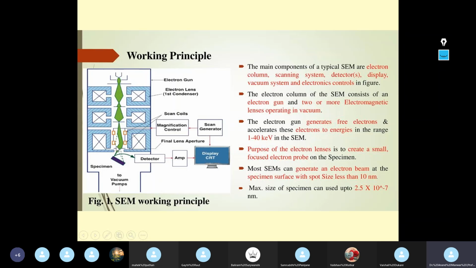Depending upon the scanning coil, you can adjust what area and how much area of the specimen sample is to be scanned. Everything is automated, but you need to give the command that you want a 1 centimeter square area to be scanned or a 1 micrometer area to be scanned. So it will scan only that much area. The maximum size of the specimen which can be used in scanning electron microscopy is up to this, and that differs with different brands or different names, right?